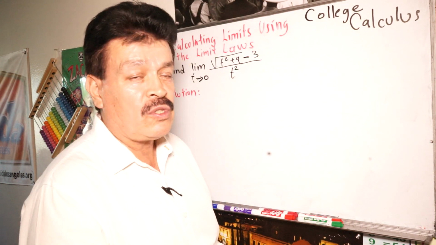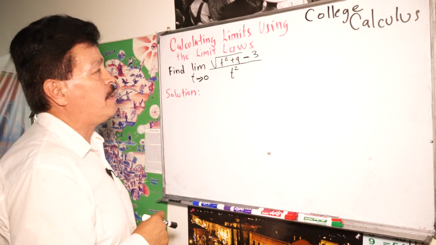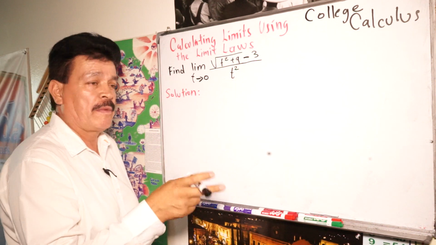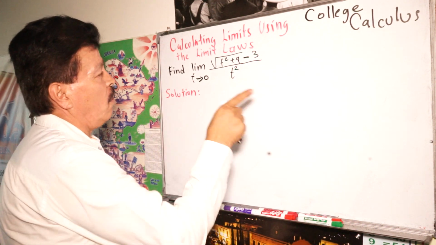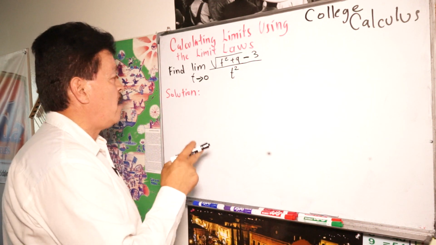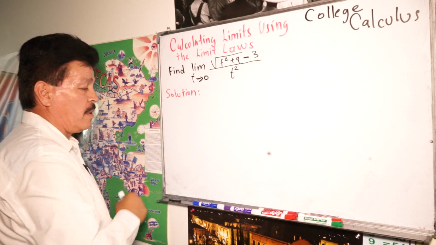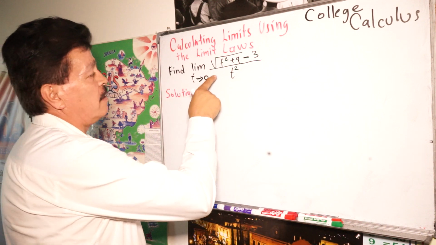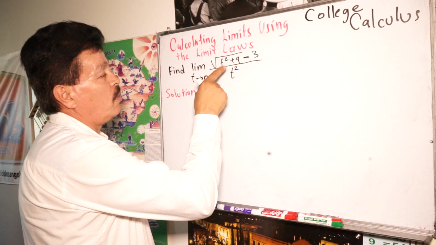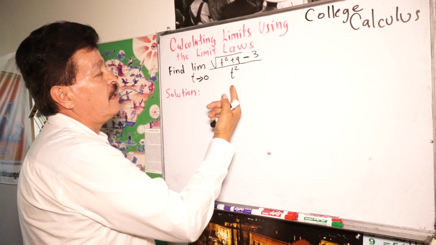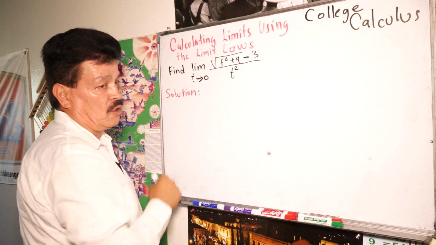College calculus. We will continue today calculating limits using the limit laws. Remember, we already showed you all the limit laws. So now we focus on solving some problems. In this case, we have this problem here. Find the limit of the square root of t squared plus 9, minus 3, divided by t squared, when t is approaching 0.